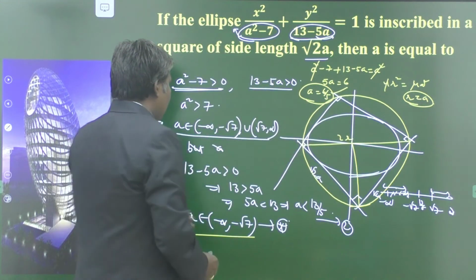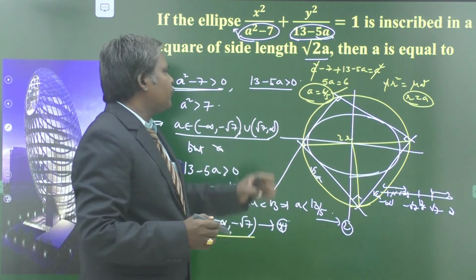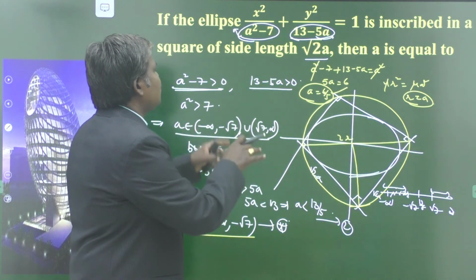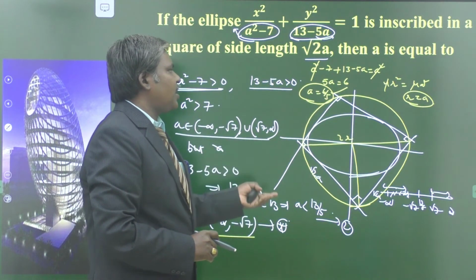From this condition a belongs to minus infinity to minus root 7. There is no common a for this problem. Therefore there is no such value of a. The set of values of a is empty set.